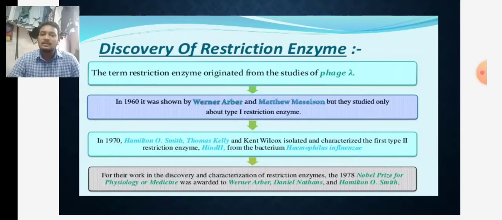Then in 1970, Hamilton O. Smith and Thomas Kelly studied the second type of restriction enzyme, HindIII, from the bacterium Haemophilus influenzae. So the type two restriction enzyme was first isolated from Haemophilus influenzae. For this work, Hamilton O. Smith and Thomas Kelly received the Nobel Prize in physiology or medicine. That is the discovery of restriction enzymes.